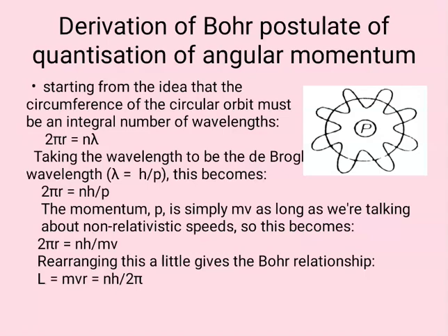Substituting lambda, where lambda is equal to h upon p, it becomes 2 pi r is equal to nh upon p. We know that p is equal to mv. So it becomes 2 pi r is equal to nh upon mv. If we rearrange, we will get mvr is equal to nh upon 2 pi. That's all about the derivation of Bohr's postulate of quantization of angular momentum.